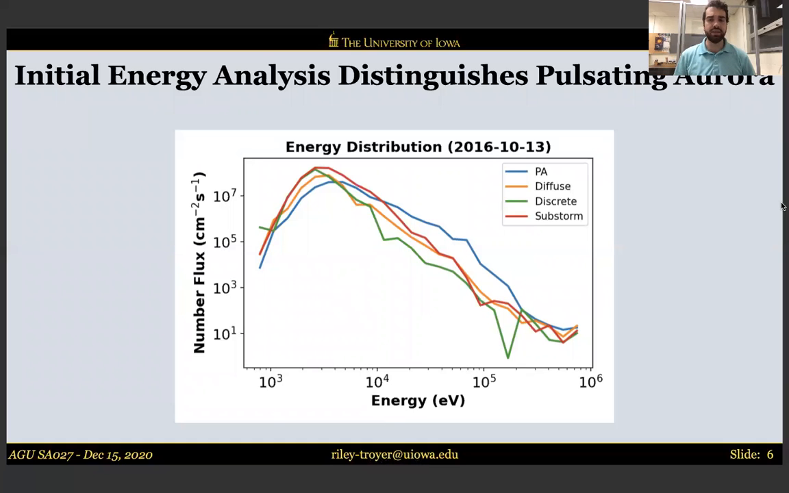Using that data and doing some calculations, our analysis models the energy distribution of those incoming electrons. You can see from this that pulsating aurora has significantly higher fluxes at these higher energies compared to other types of aurora. You should take the actual numbers of this plot with a grain of salt, as this analysis is still a work in progress. But going forward, we're planning to really hash out this analysis and run it for many more pulsating aurora events.